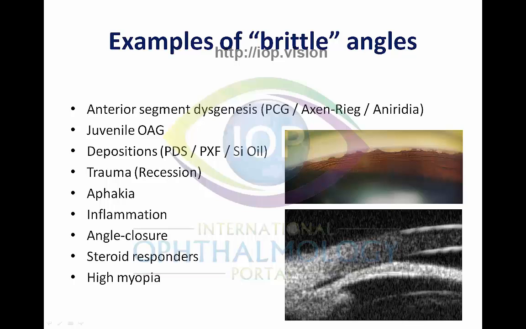One of the classic examples of brittle drainage angles are patients with juvenile open angle glaucoma. These patients very classically develop very rapid elevations of intraocular pressure into the 40 to 50 millimeter mercury range, which can lead to progressive and sudden severe damage.